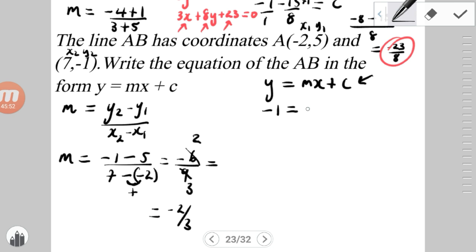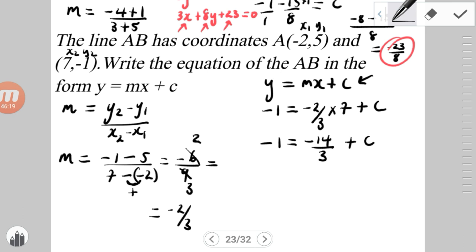M obviously works out to be minus 2/3, multiplied by x here works out to be 7. And we're looking for C. Alright. So here we end up with minus 1 being equal to, there's nothing here to cancel, so that's minus 14 divided by 3 plus C.